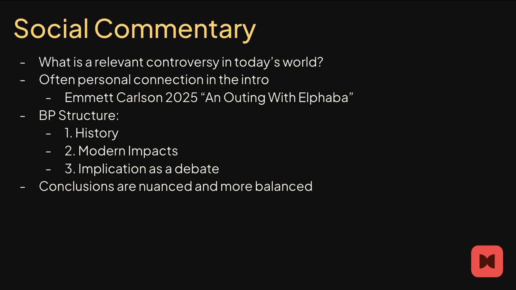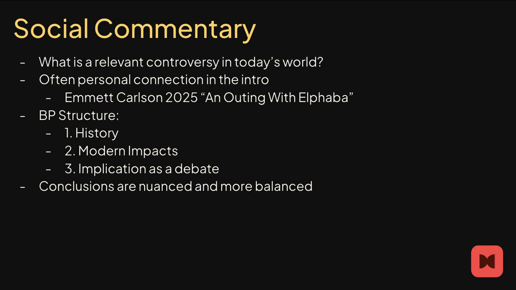And finally, it's less of an aspect, but he does imply this in the conclusion, which is that he talks about how there's a lot of nuance surrounding this debate about outing and how outing isn't necessarily a good thing or a bad thing. It's both good and bad depending on the context.